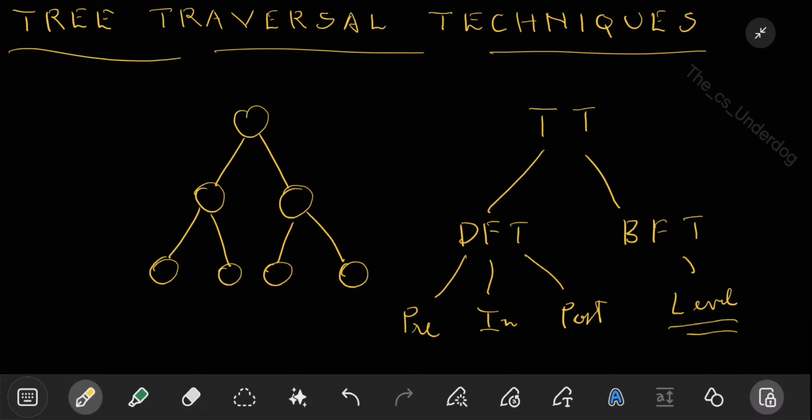So in coming lectures, we'll go in detail into each of these traversal techniques and we'll see what is the algorithm in order to go through. We'll see the pseudocode and also we'll understand with a dry run.